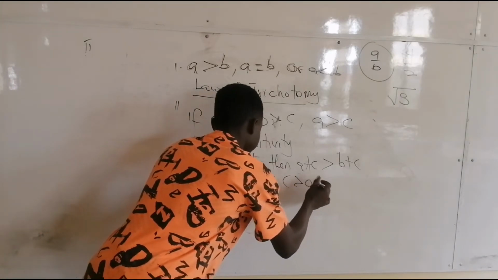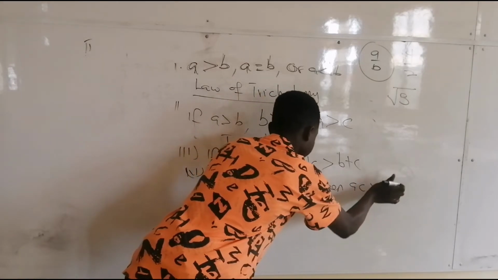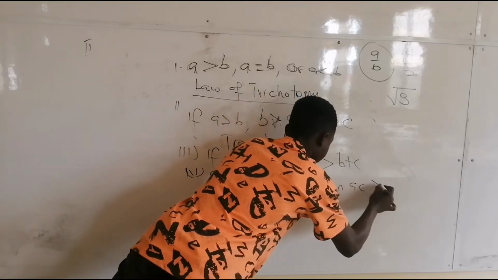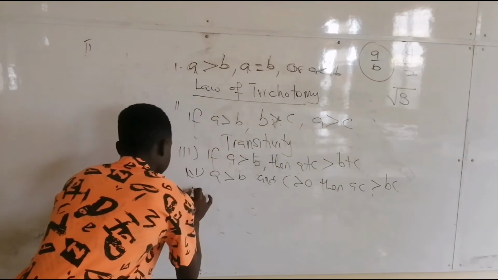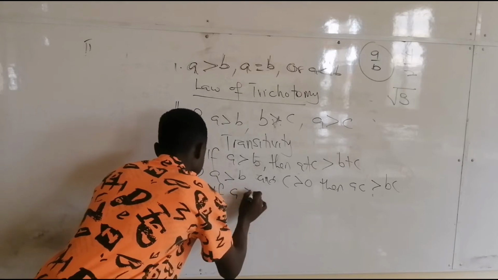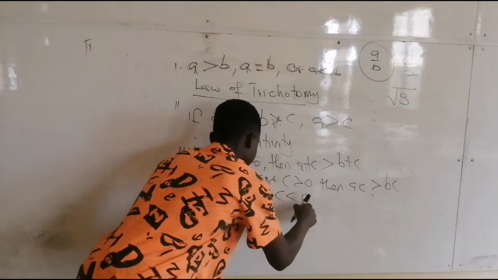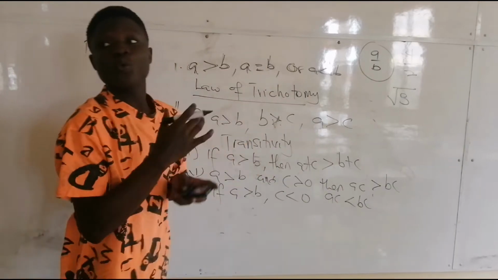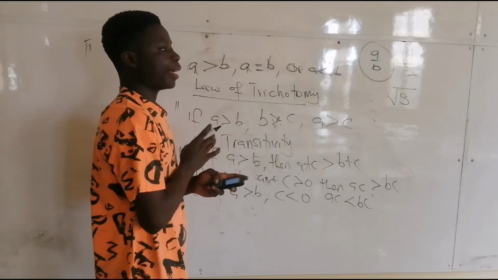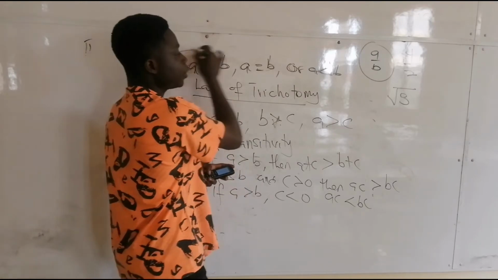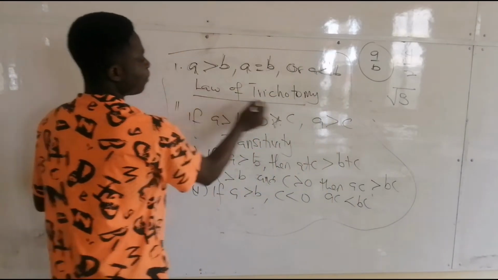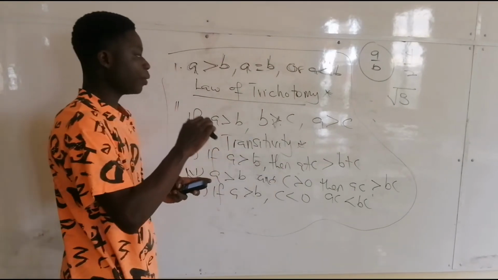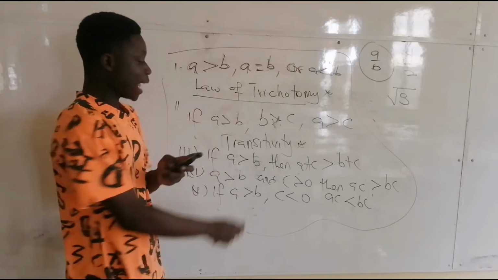And the next part says that if A is greater than B and C is greater than 0, then AC is greater than BC. And the last one is that if A is greater than B and C is less than 0, then AC is less than BC. These are all rules you need to know about inequalities. These rules normally come in exams, and they can ask you. So you should know the law of trichotomy and the law of transitivity.